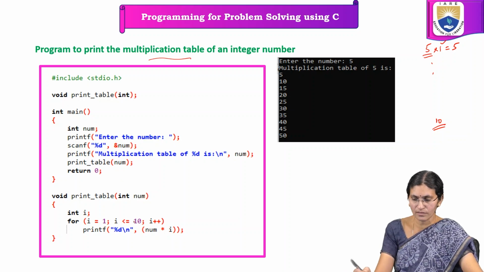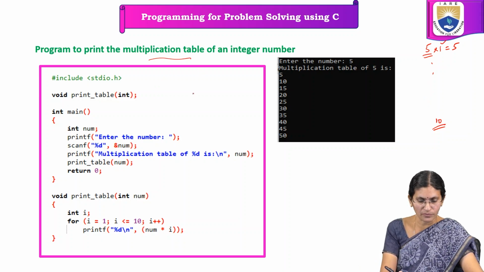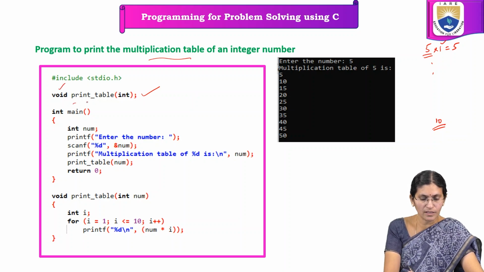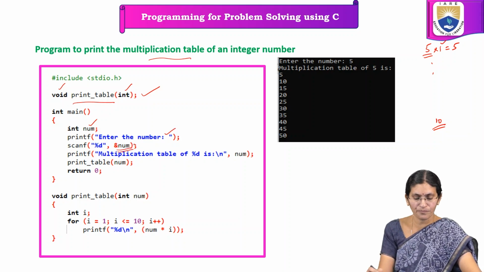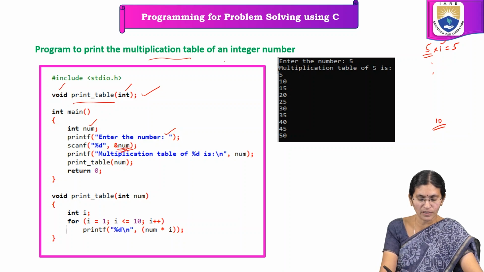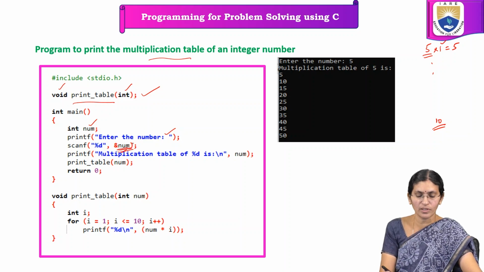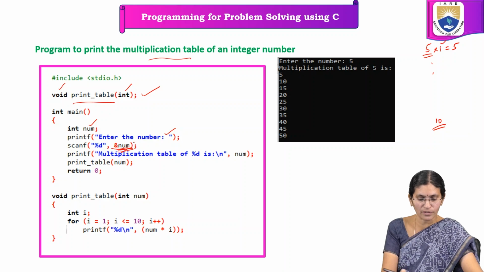We have implemented this program by using user-defined functions. So this is the function prototype. It does not return anything, then the name of the function and what type of argument it takes. Next, in the main function, we have declared one integer variable and then the number value for which we need to write the multiplication table. That number is stored in the variable num at the address specified by ampersand num.